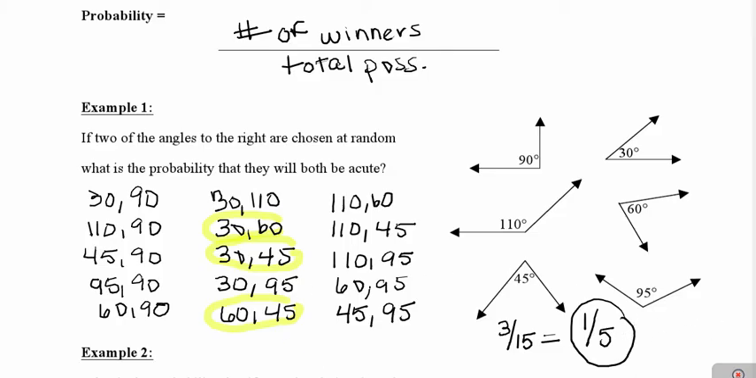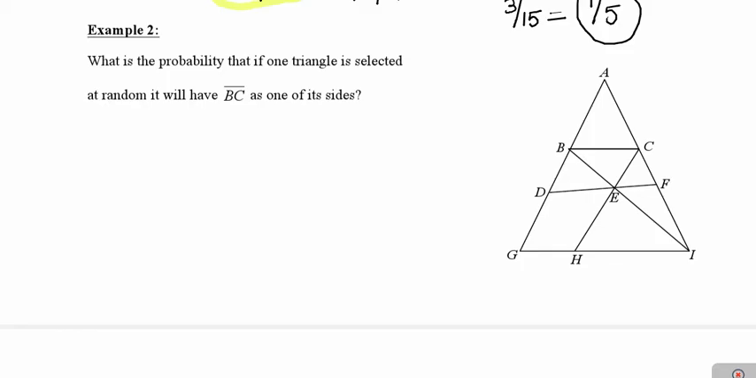Okay, let's try the same process with example 2. What is the probability that if one triangle is selected at random, it will have BC as one of its sides? So let's list all the total triangles that you see in the diagram. One triangle would be triangle ABC. Now I'd like you to pause the video and list the total number of triangles.